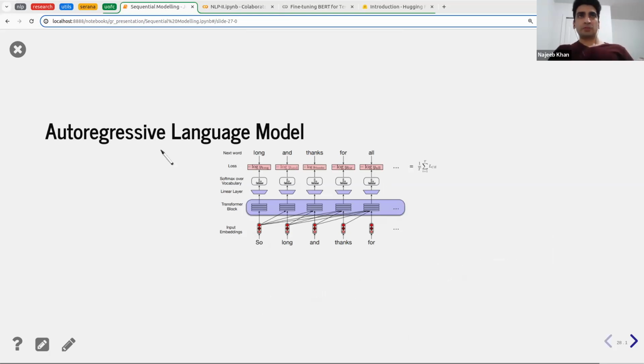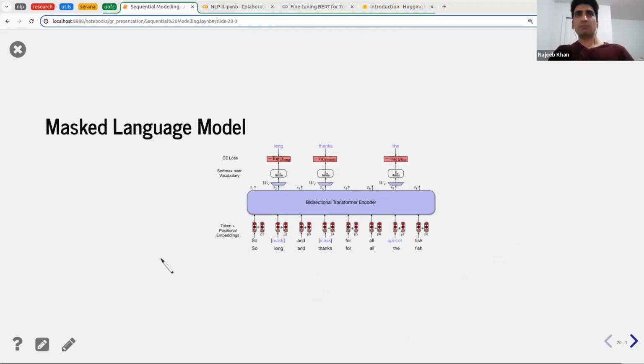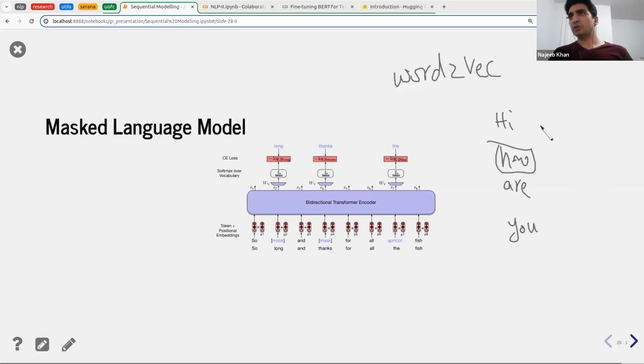And after autoregressive language modeling, we have masked language modeling. In the previous lecture, we looked at word2vec. In word2vec, given an input sentence like "hi, how are you?", we would take a word and try to predict what was in the middle. We would just hide this word and say, predict "how".